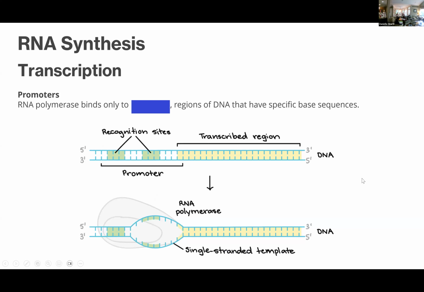So promoters. All right, we have these things called promoters. RNA polymerase is going to bind only to, what'd you get, Lucas? Promoters. And these are regions of DNA that have specific base sequences. So RNA polymerase is not just going to randomly bind anywhere. It's going to look for a specific sequence, like the ones that say start, for example.